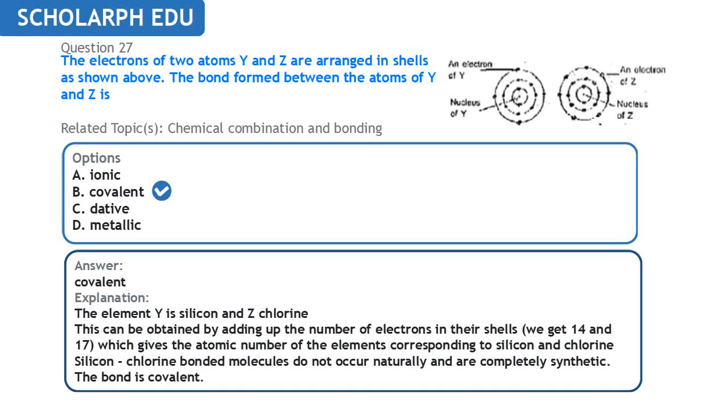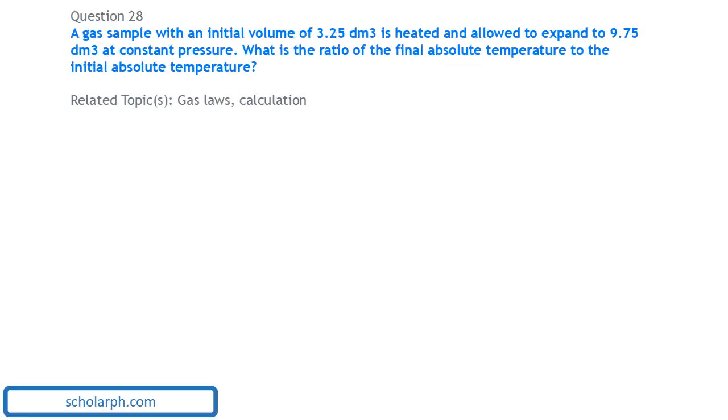What is the bond that is formed between silicon and chlorine? It is a covalent bond, where there is pairing of electrons between the silicon and the chlorine atoms.